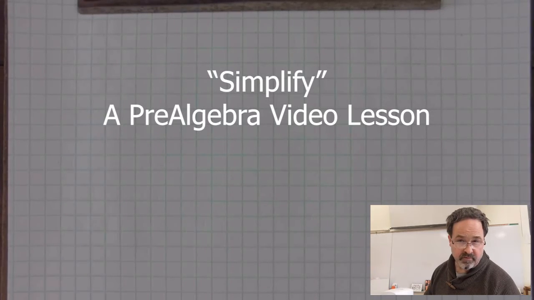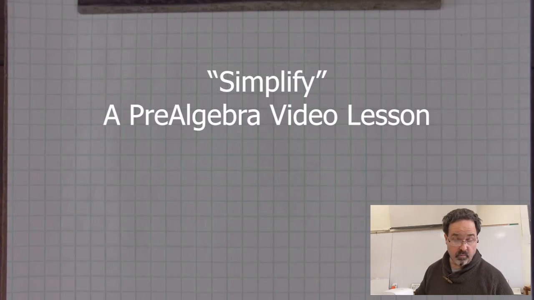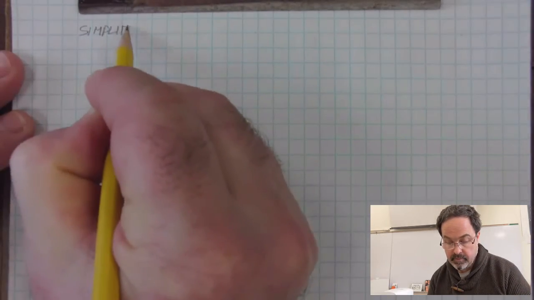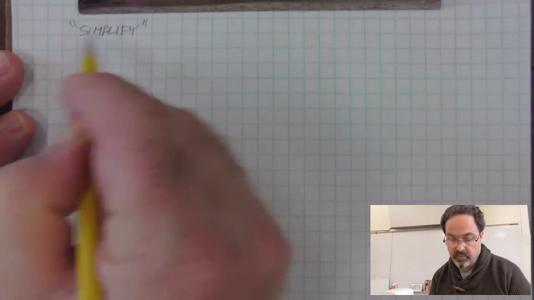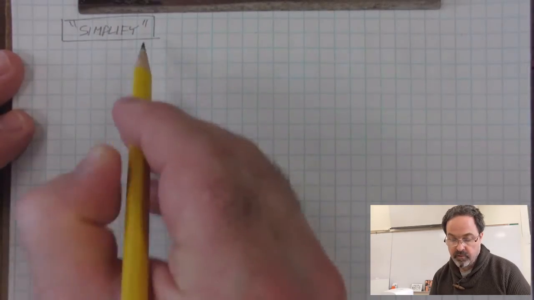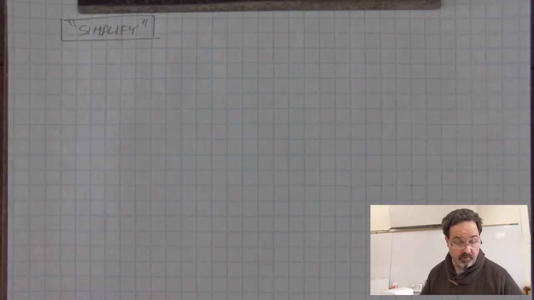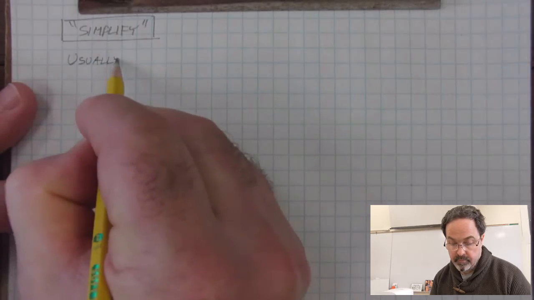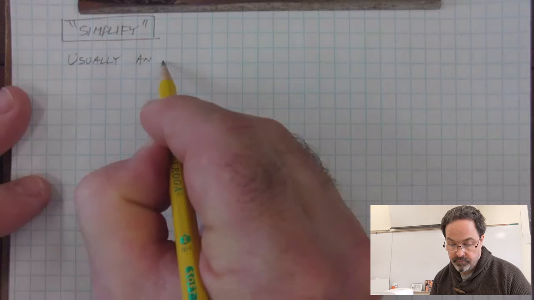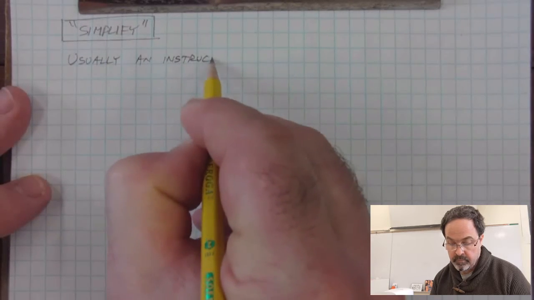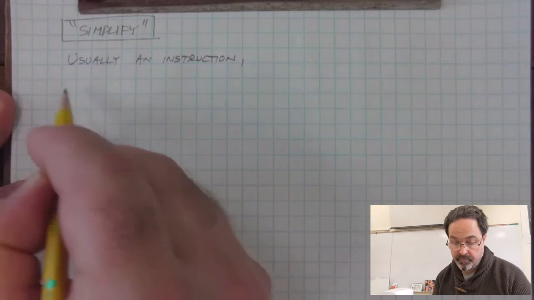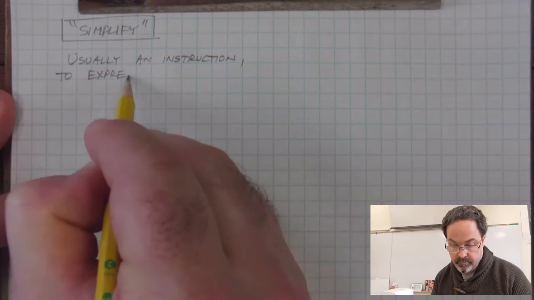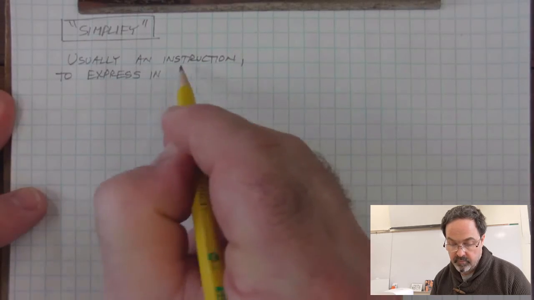Vlsos here. This is a video lesson on "simplify," what it means to simplify. I'm going to put it in quotes because very often it's an instruction. We are told to simplify. Usually an instruction. We have to be given something to simplify, and it means to express in the simplest way.